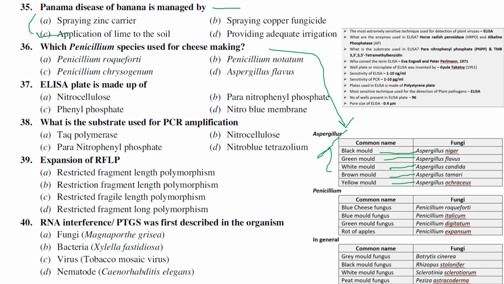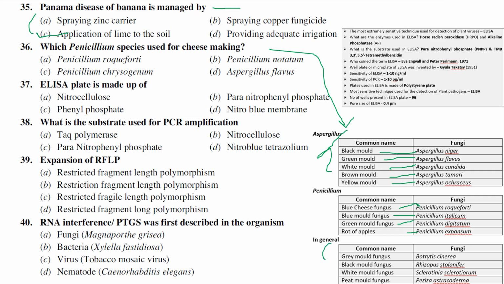Let's go to Penicillium. Blue cheese fungus Penicillium roqueforti, or cheese making fungus Penicillium roqueforti. Blue mold fungus Penicillium italicum. Green mold fungus Penicillium digitatum. Rot of apple is caused by Penicillium expansum. Generally, it causes a rot of apples. In citrus, and also in apples, we can see some green color outgrowth, right? So that is generally rot of apples or citrus. This is caused by Penicillium expansum.